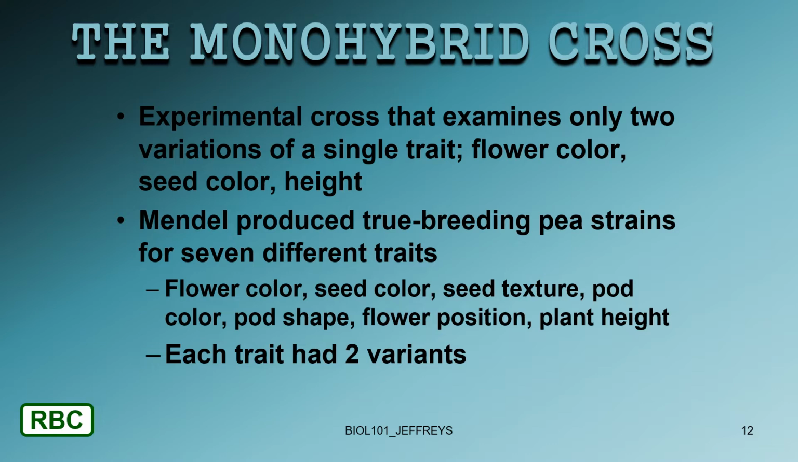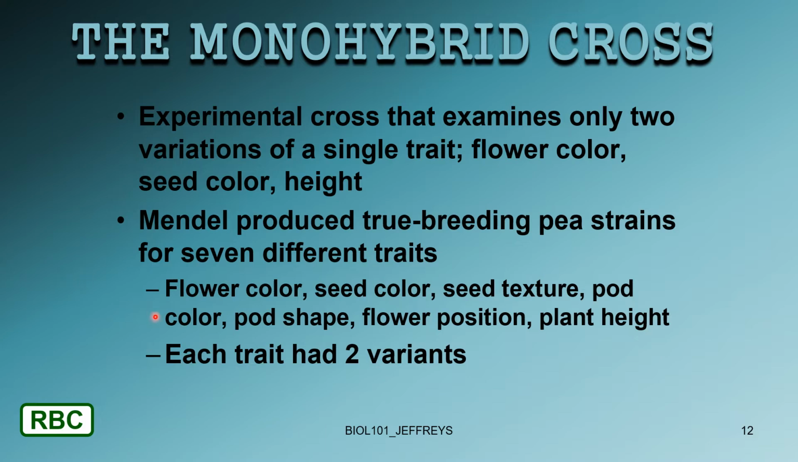So we have, if the trait is seed color, we cross green seed plants with yellow seed plants. See, that's the hybrid part. The F1 generation, of course, are the hybrids. So a monohybrid cross is an experimental cross that examines only two variations of a single trait, like flower color, seed color, plant height. And Mendel produced true breeding pea strains for seven different traits.